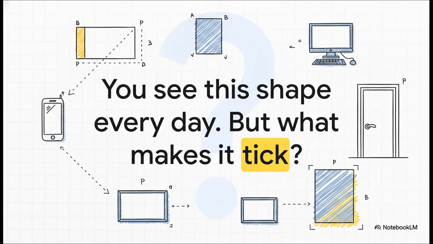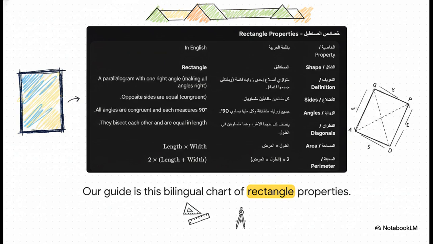Your phone, your TV screen, the door to your room, they're all rectangles. But what are the strict, non-negotiable rules that actually define it? What's the geometric blueprint that makes a rectangle and not just some other random four-sided shape? So to guide us on this little journey, we've got this fantastic chart. It lays out all the core properties of a rectangle in both English and Arabic, giving us a really clear, structured path to follow. Let's jump in.